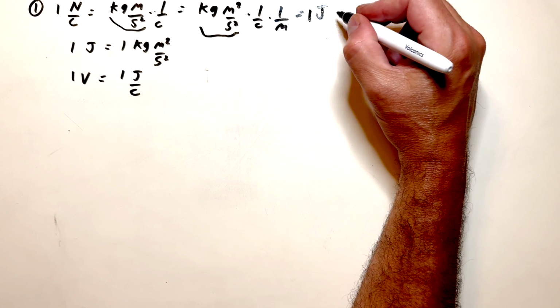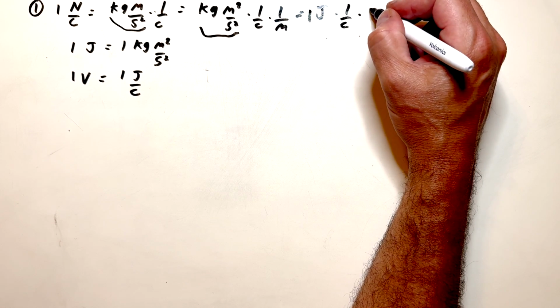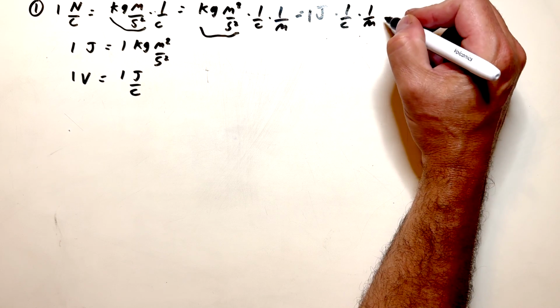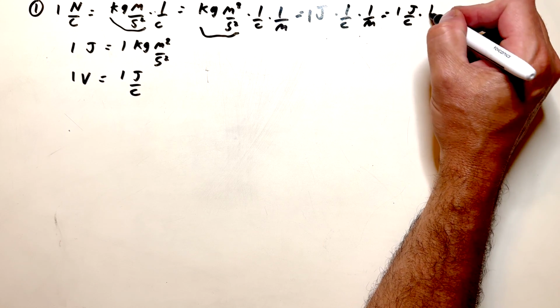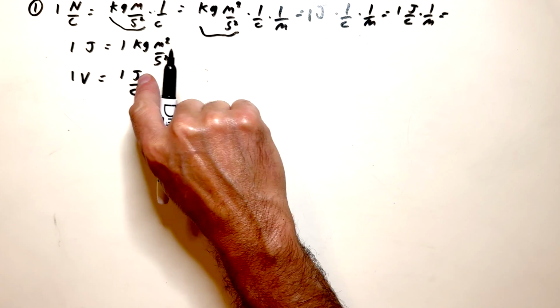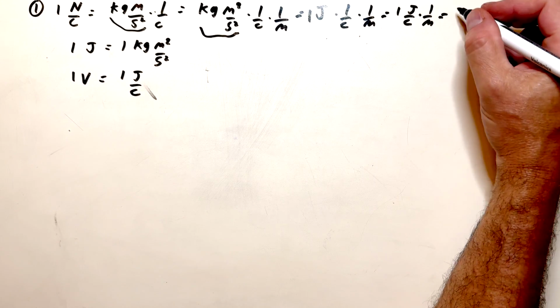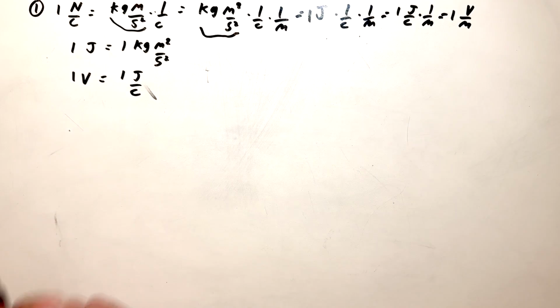That's 1 joule times 1 over coulombs times 1 over meters. But this is just 1 joule over coulombs times 1 over meters, which is joules per coulomb. That is the definition of volt. So we can replace this as 1 volt per meter and done. And that's part A.